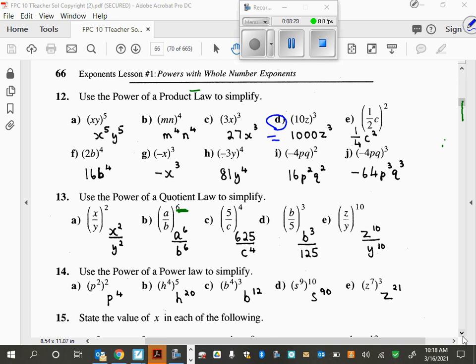Take a peek at the other ones. I'm going to move on to 18.